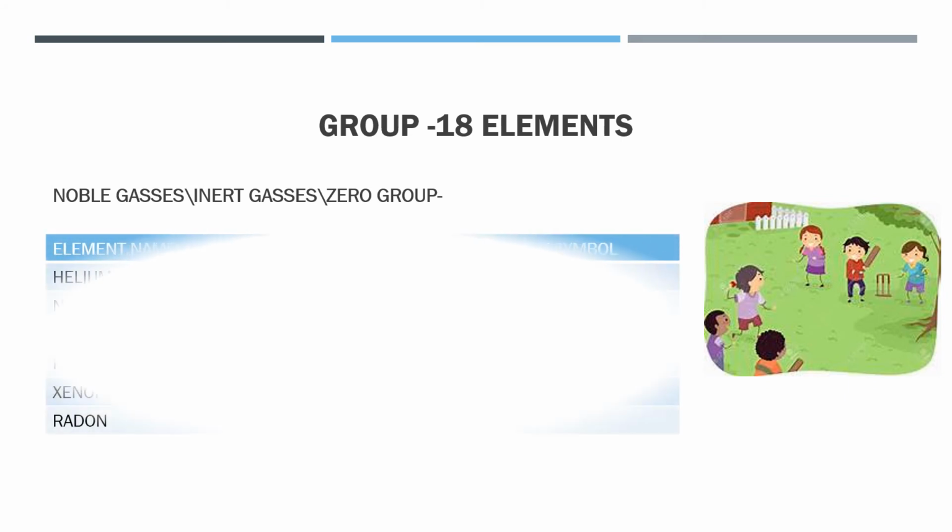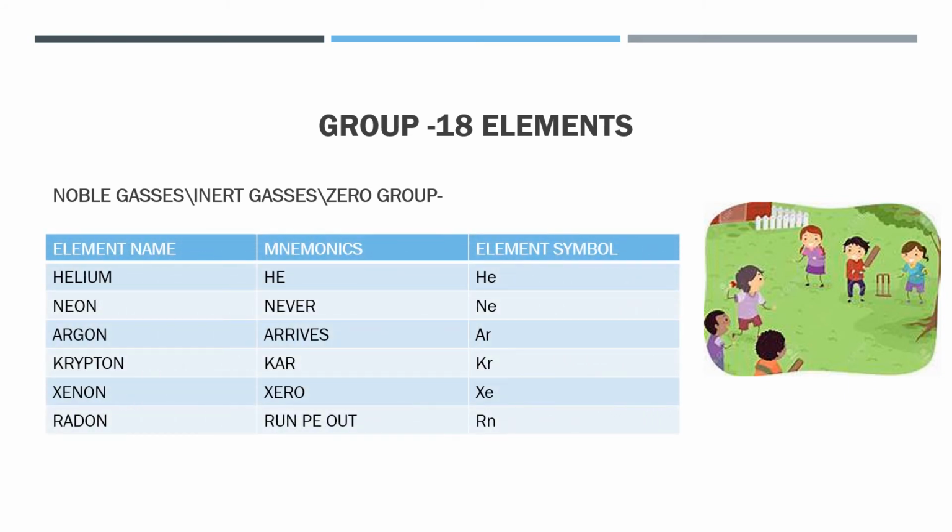So let's learn the mnemonic for this. The group starts from helium, neon, argon, krypton, xenon, and radon. The symbols are He for helium, Ne for neon, Ar for argon, Kr for krypton, Xe for xenon, and Rn for radon. So the mnemonic is "He never arrives, car zero, run pay out."